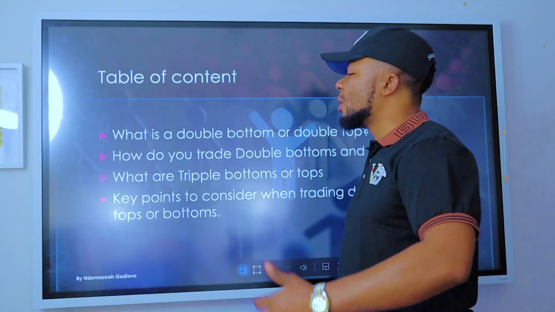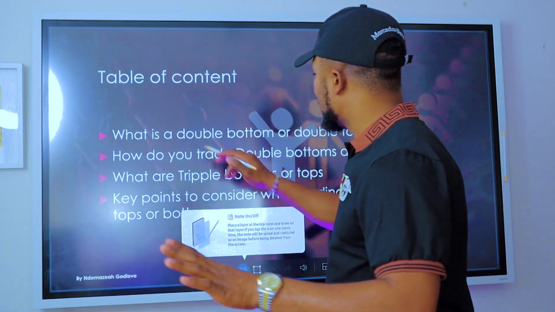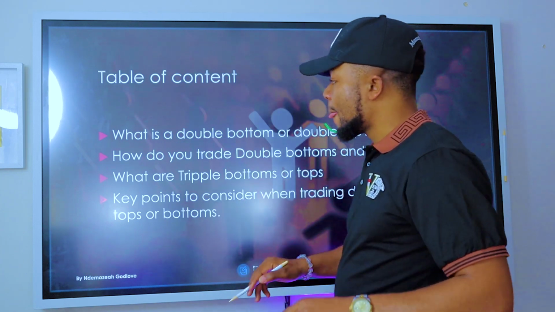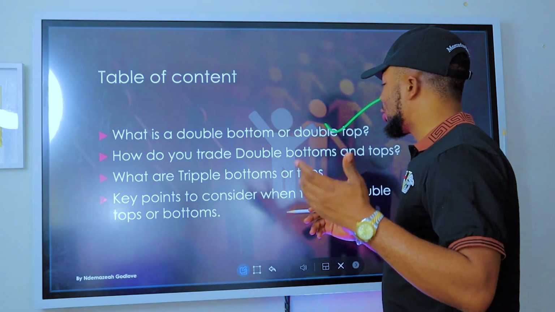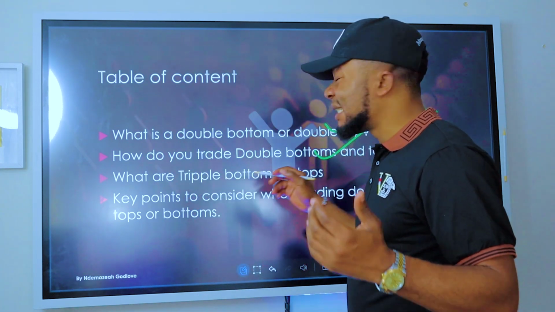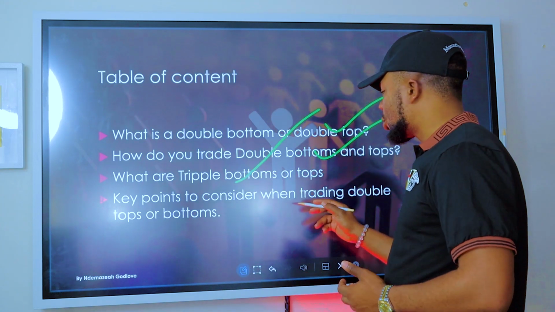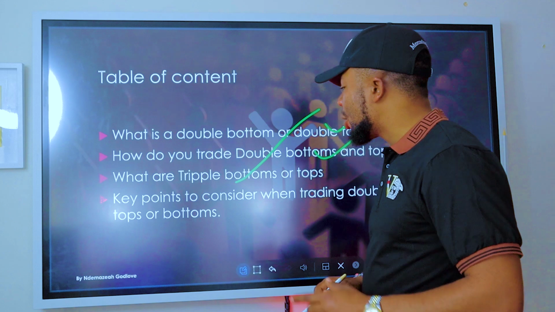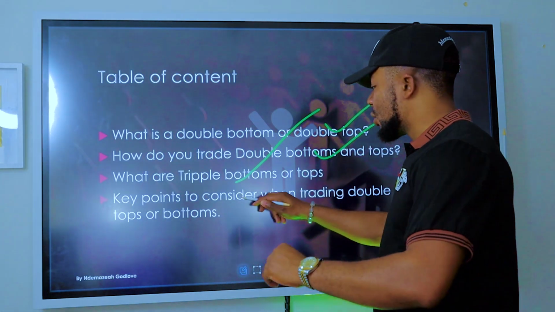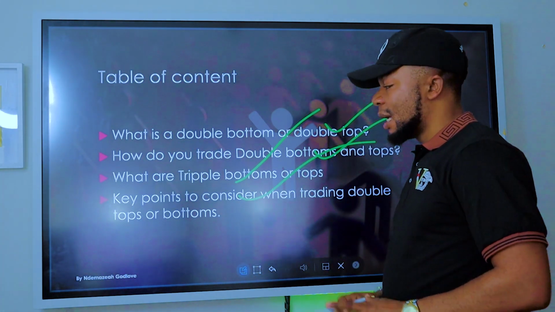On today's video, remember we're talking about what a double bottom and double top is. Simple. Then how do you trade a double bottom and double top? After that, what are triple bottoms and triple tops? Then key points to consider when trading double bottoms and double tops. All right, as simple as that.